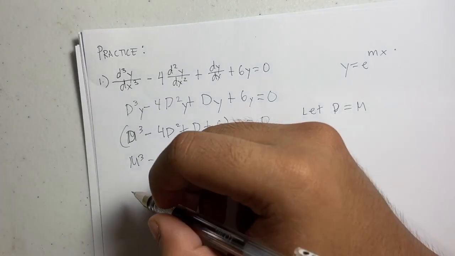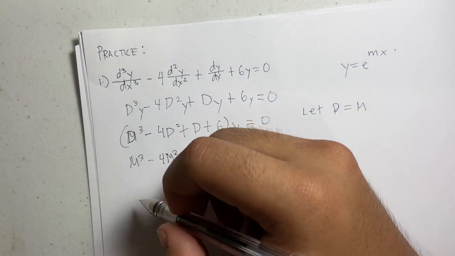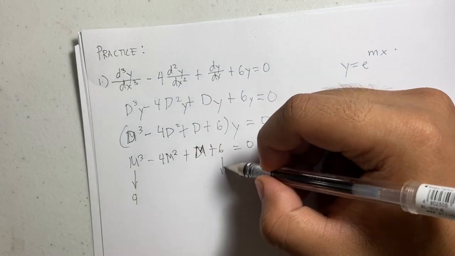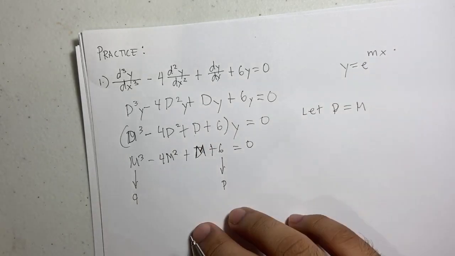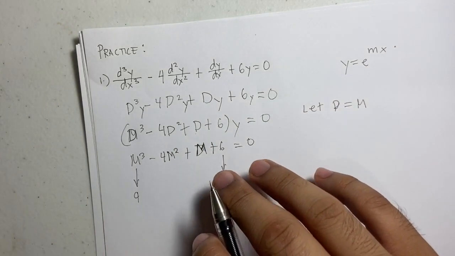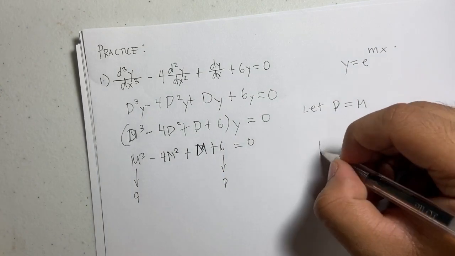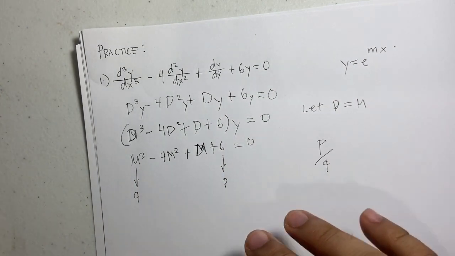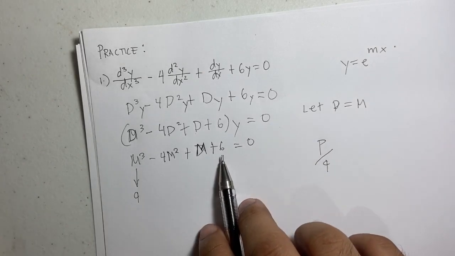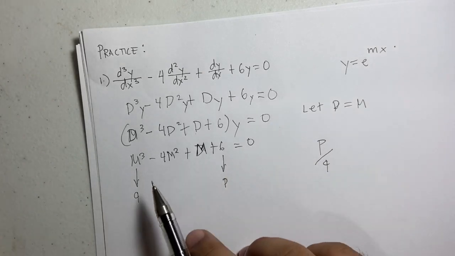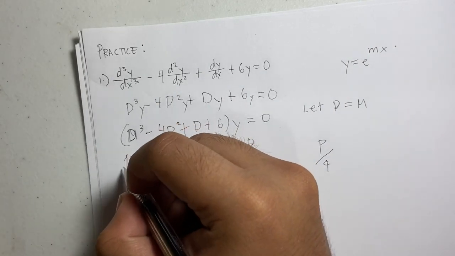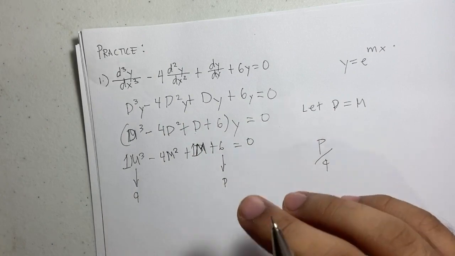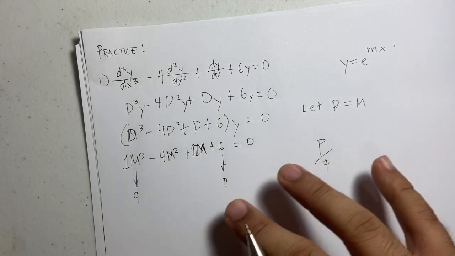So our m^3 coefficient is our q and 6 is our p. All possible roots are given by p over q, meaning that all the multiples of 6 and all the multiples of the coefficient of 1 for m^3 are the possible roots of this polynomial equation.